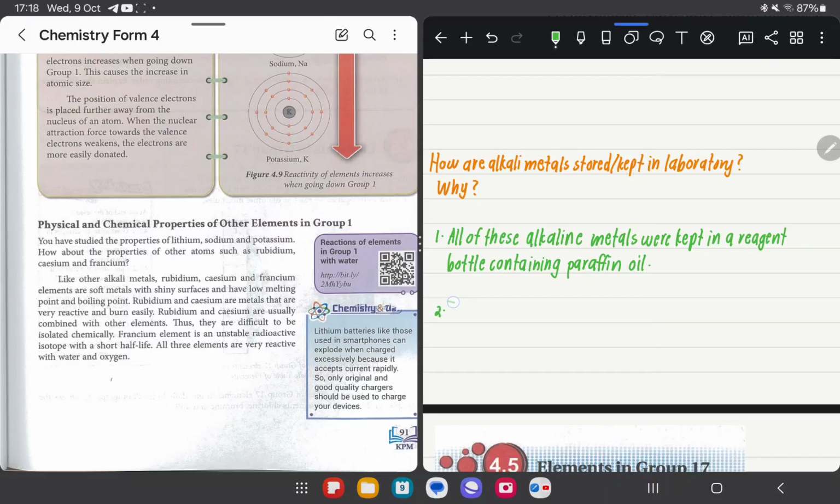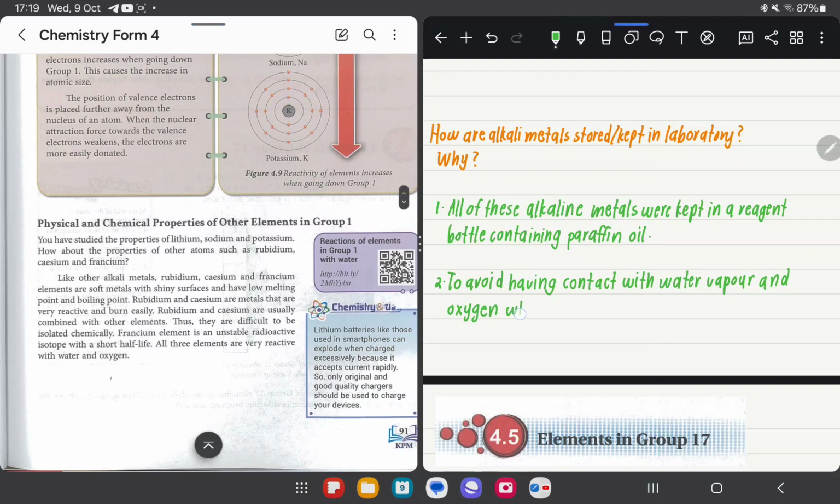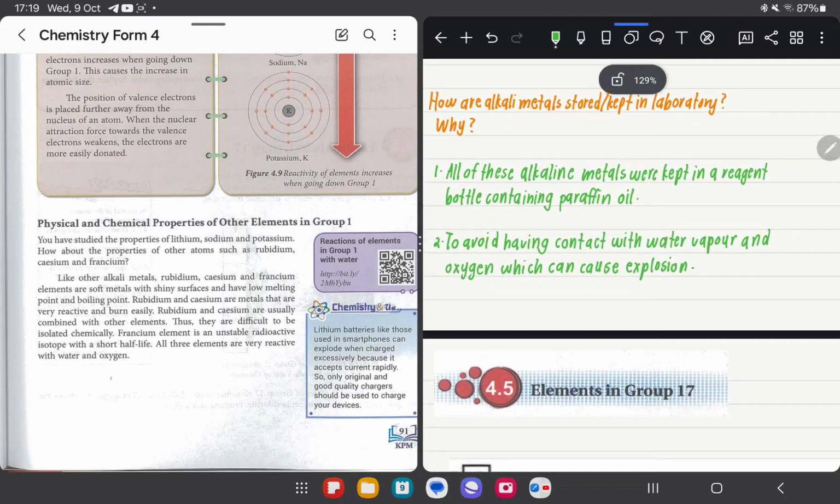Because they want to avoid having contact with water vapor and oxygen. Because you know our air does have oxygen and water vapor. So when these alkaline metals react with your water vapor or oxygen, they can cause strong explosion. It can explode. So you would need to sit in the grave, and even that is not your whole skeleton. So that is why these alkaline metals we store in the laboratory in paraffin oil.